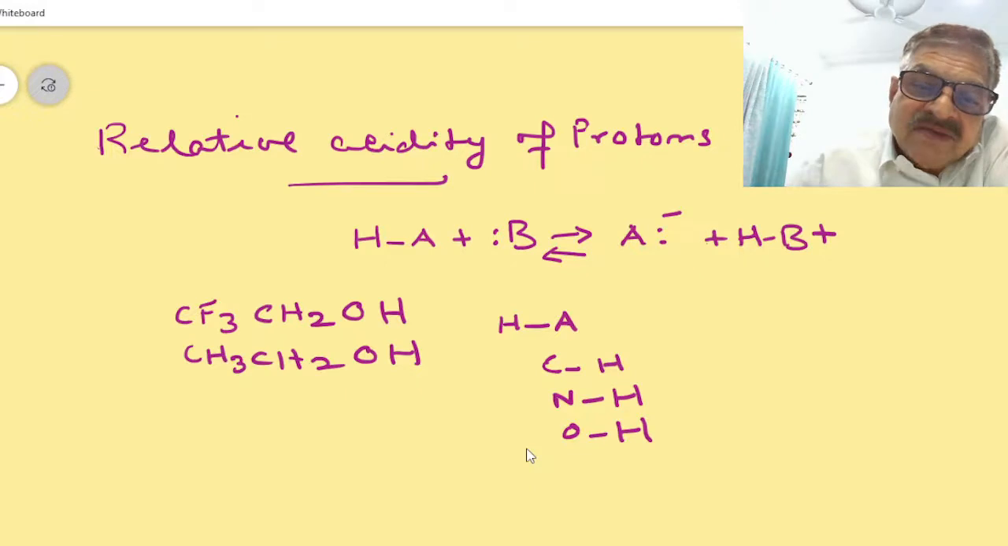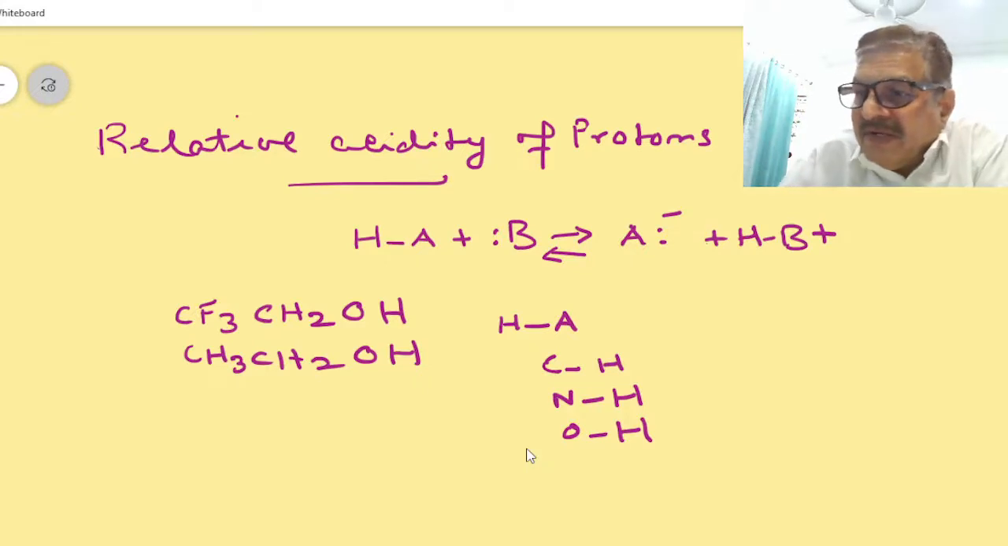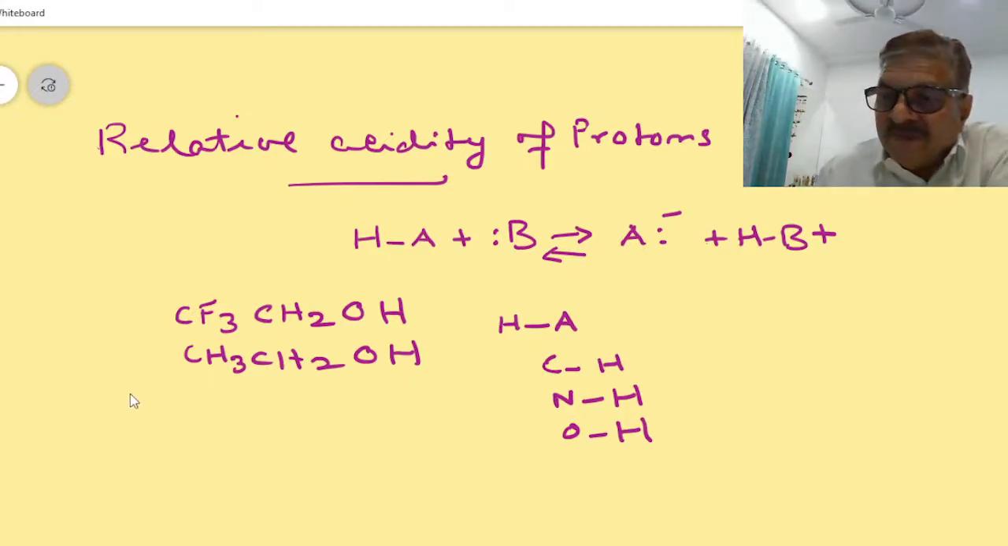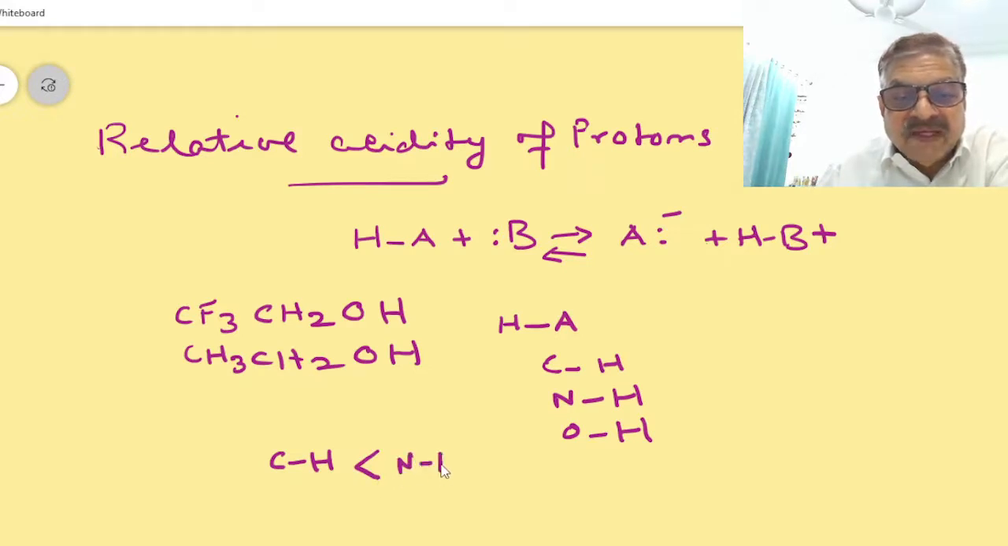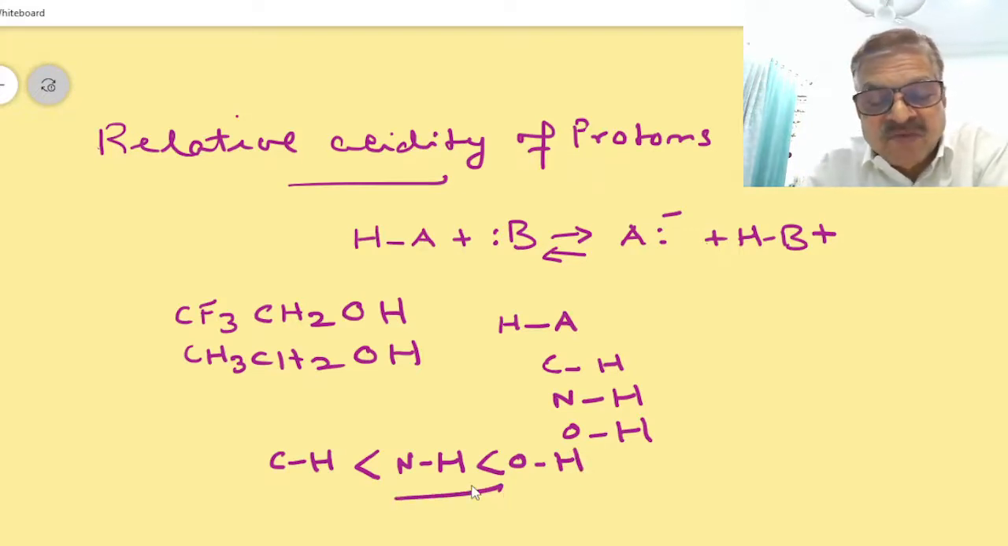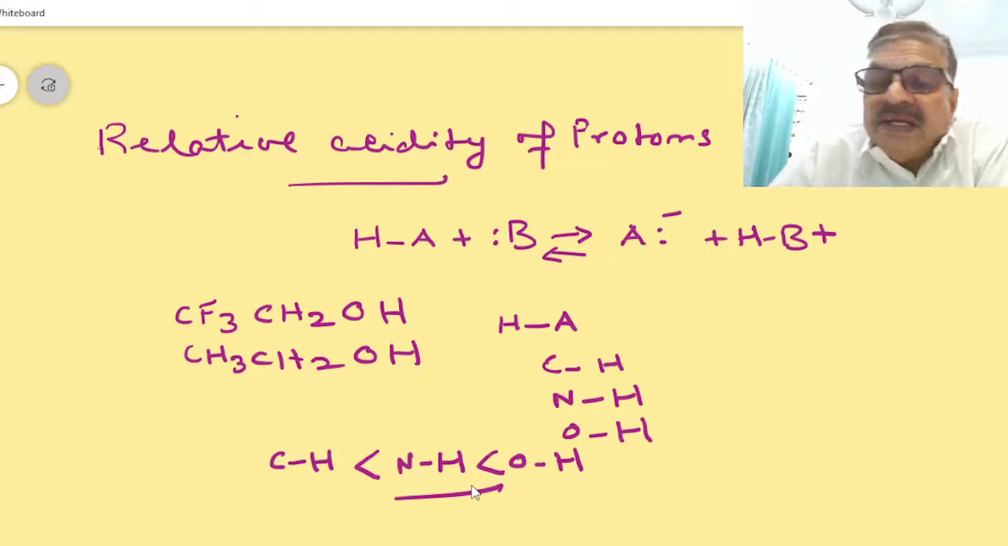Now, acidity, as we have seen, increases across a row of the periodic table, that is, from left to right. For the relative acidity of these bonds, the C-H bond is the least acidic. Then comes N-H, then O-H. That means the most acidic bond here is the O-H bond, a hydrogen atom bonded to a heteroatom. So hydrogen bonded to heteroatoms will be more acidic. C-H bonds are usually less acidic compared to hydrogen atoms bonded to heteroatoms.